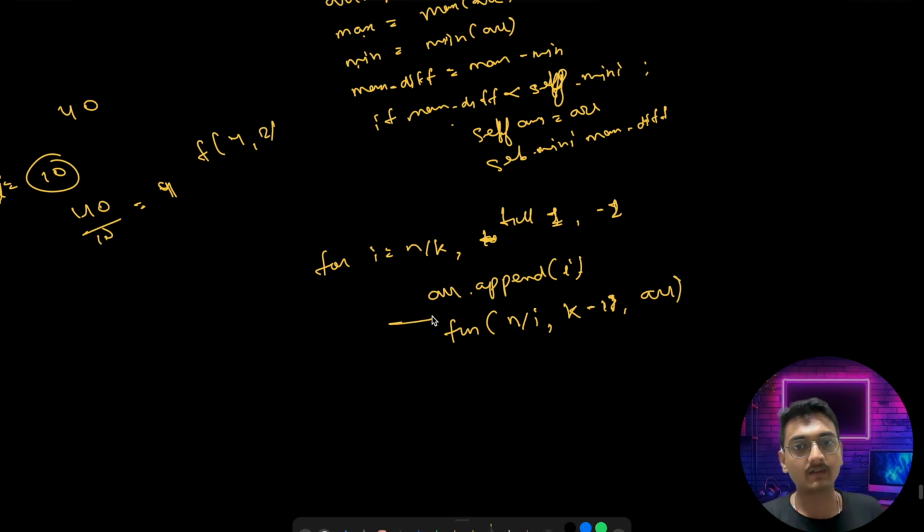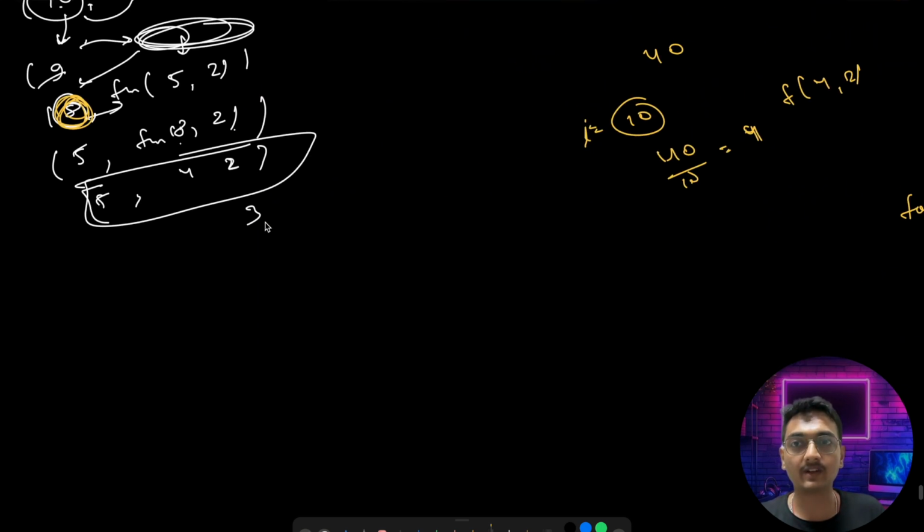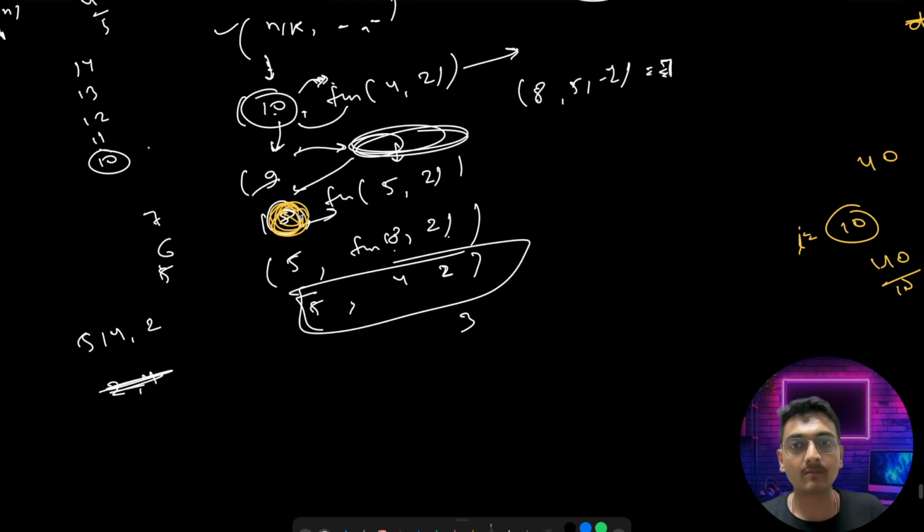Once this recursion is done, I am doing array.pop. Array.pop means I am removing the last element. So whatever element that I have fixed, this 8, right? I will remove this. Next time I will try for 7. I will try for 6. I will try for 5.